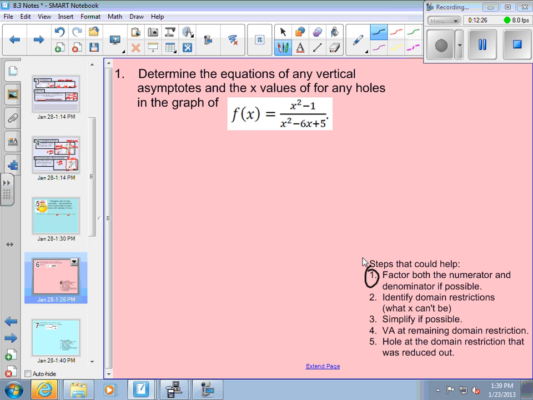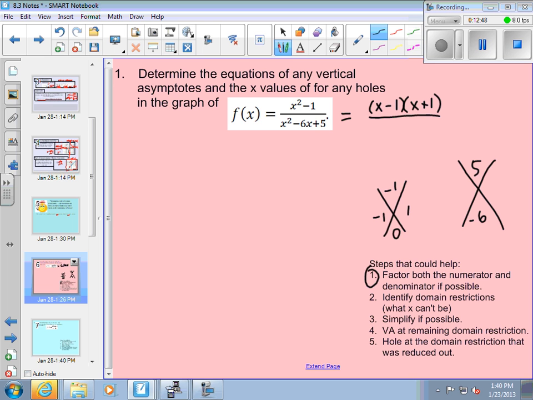In the numerator, that's one of those difference of squares ones, x squared minus 1. So we want to figure out what is going to multiply to negative 1, add to 0. It'd be negative 1 and 1. So the top factors to x minus 1, x plus 1. Now let's look at the denominator. What's going to multiply to 5, add to negative 6? That would be negative 5 and negative 1. So the bottom is going to factor to x minus 5, x minus 1.